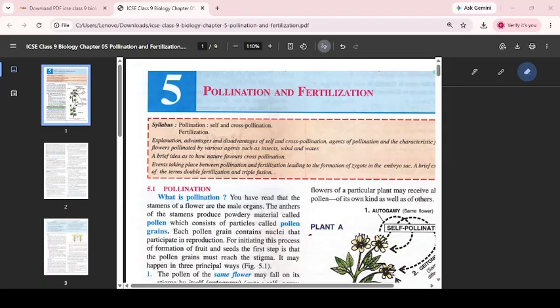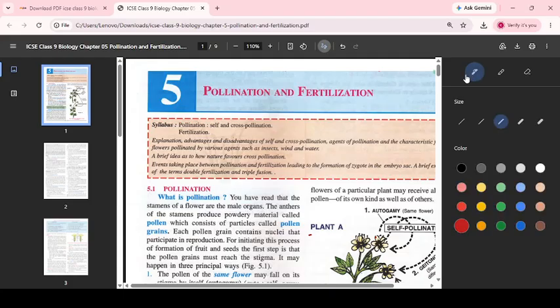Hello everyone. Today we are going to discuss a chapter of class 9 I.S.C., that is pollination and fertilization. Before starting this chapter, we should go for the introduction of these two basic words: what is pollination and what is fertilization. Pollination is the process of transfer of pollen grain from anther to stigma, maybe in the same flower or different, and fertilization means fusion of male and female gametes, which we will discuss later on.